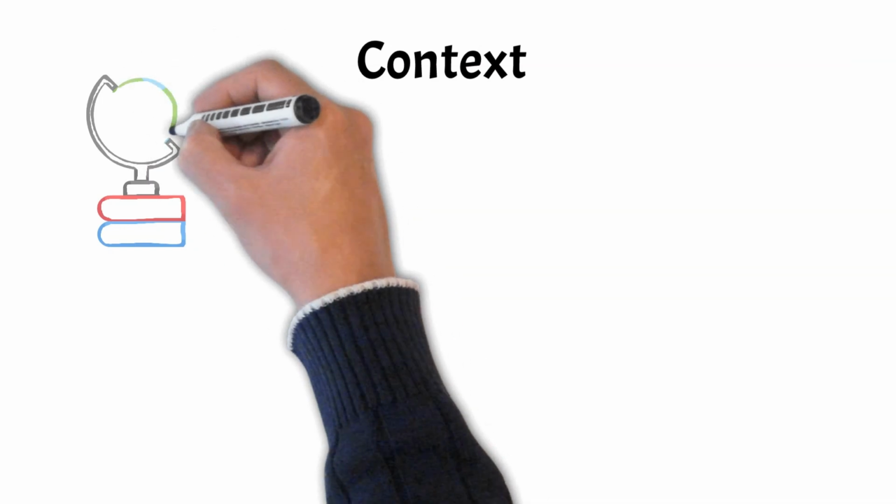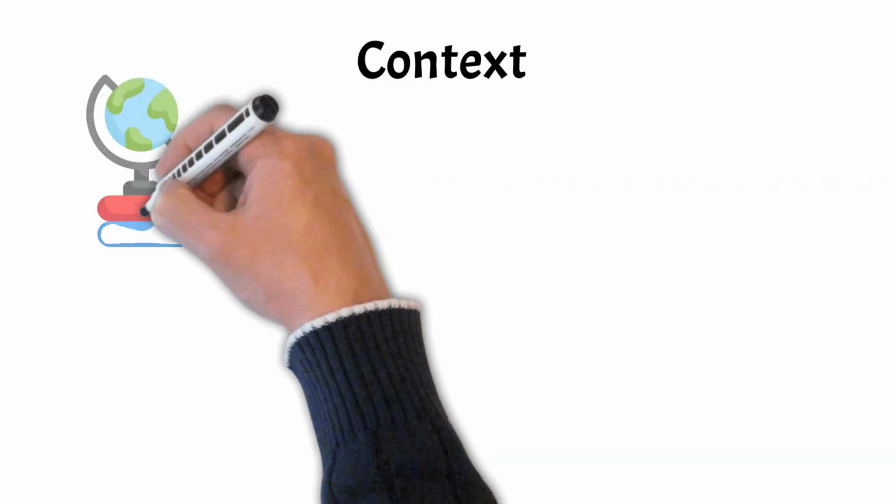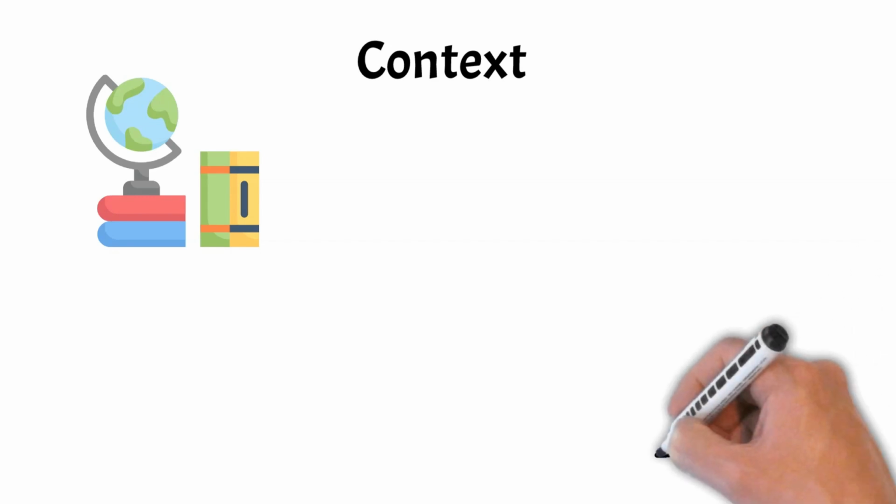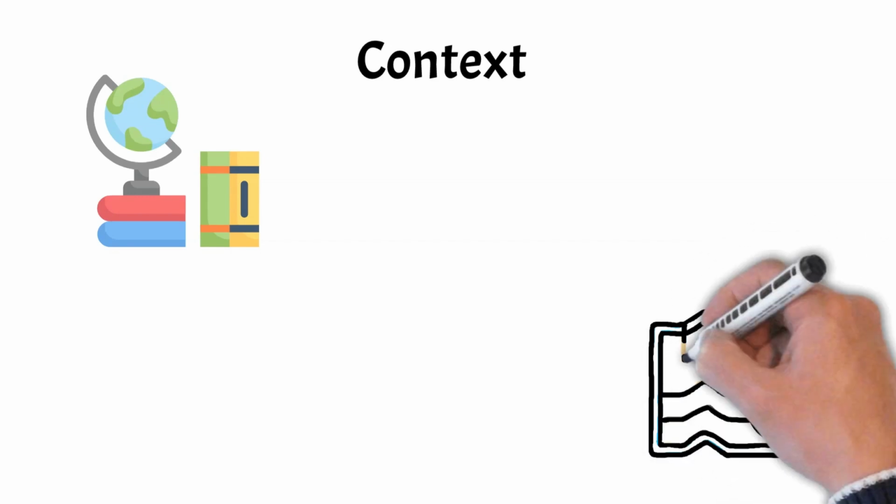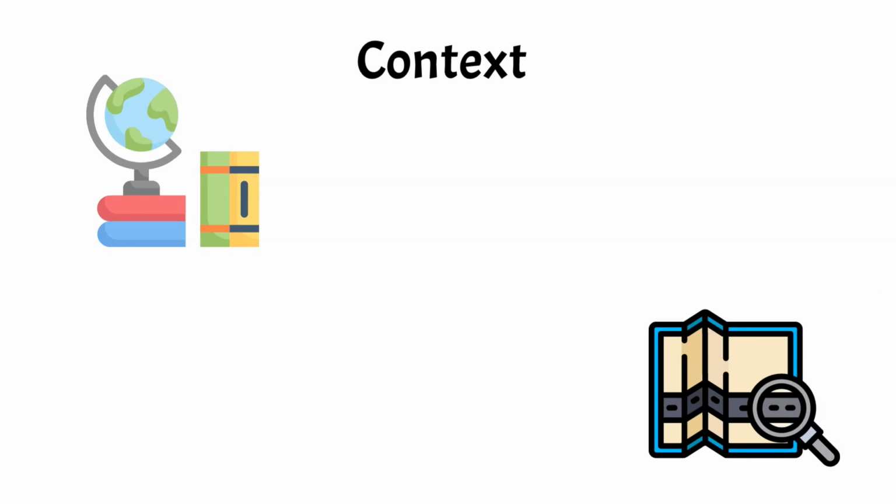And lastly, we have context. Context in prompt engineering is essential for enabling AI systems to understand the full scope of a request and generate appropriate responses. Providing sufficient context within prompts helps the AI grasp the background and nuances of the query, leading to more relevant and accurate outputs.